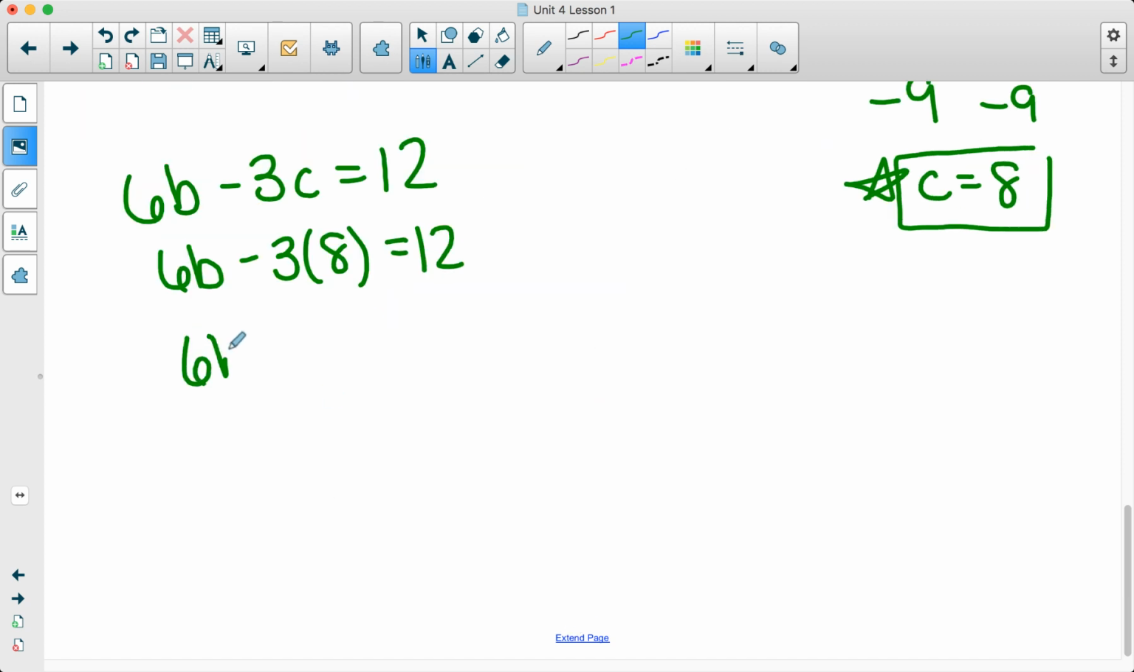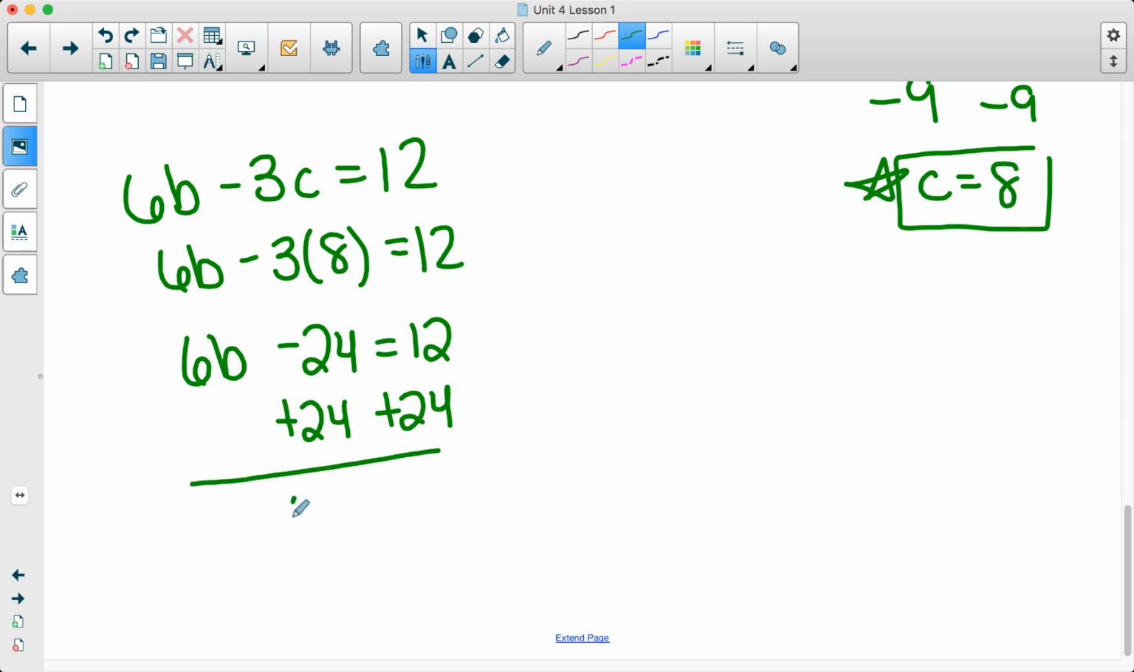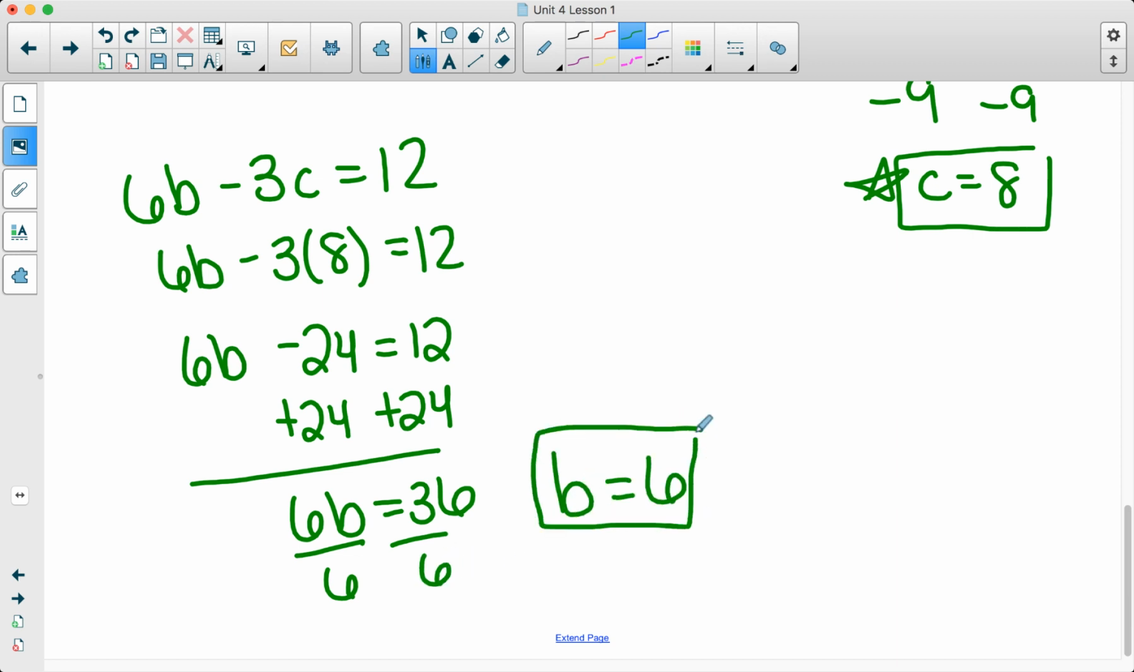All right. I am going to just solve this for b. So 6b minus 24 equals 12. Going to add 24 to both sides. Gives me 36. Divide by 6. And b is equal to 6. All right. We're almost there. We've got c is 8. We've got b is 6. Now I need to figure out what a is.